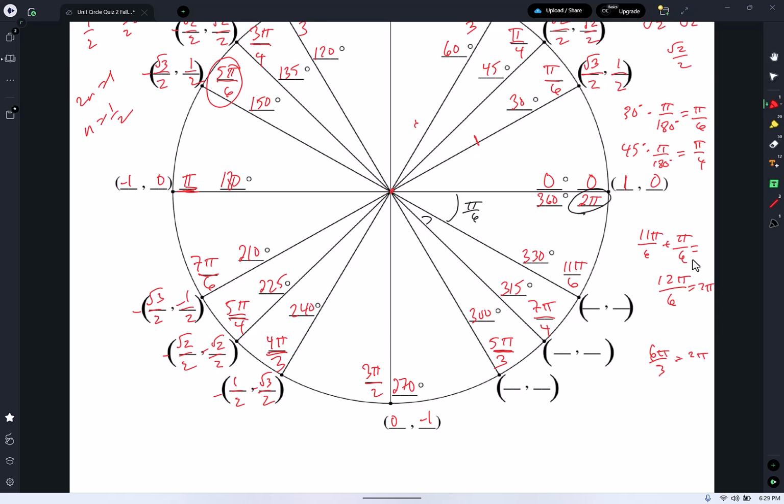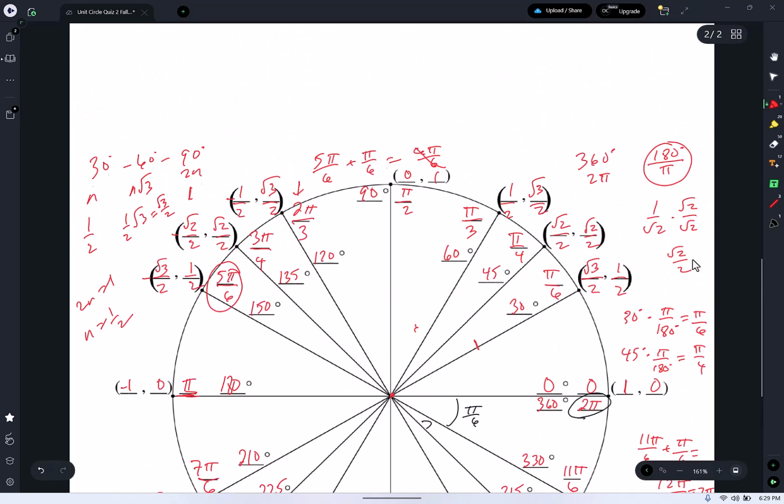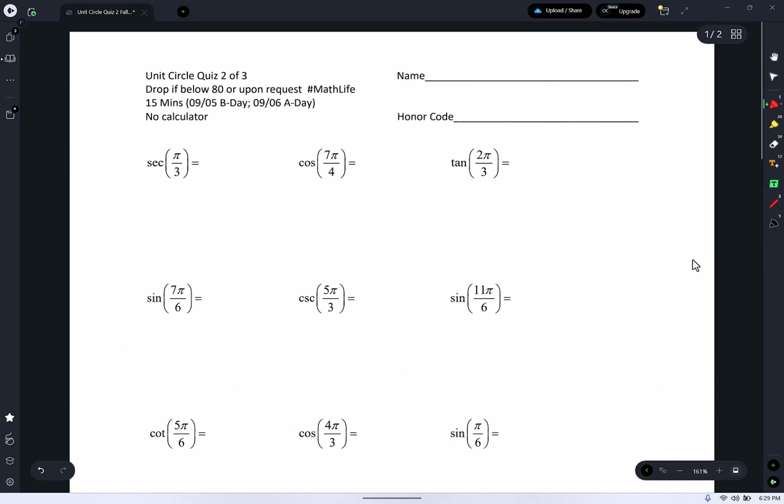And then just reflected, the x is positive now, but the y is negative. So 1 half, negative square root of 3 over 2, square root of 2 over 2, negative square root of 2 over 2, and square root of 3 over 2, and negative 1 half. So you've got to know the unit circle before you can tackle these guys. All right, so now what? How do I do this?